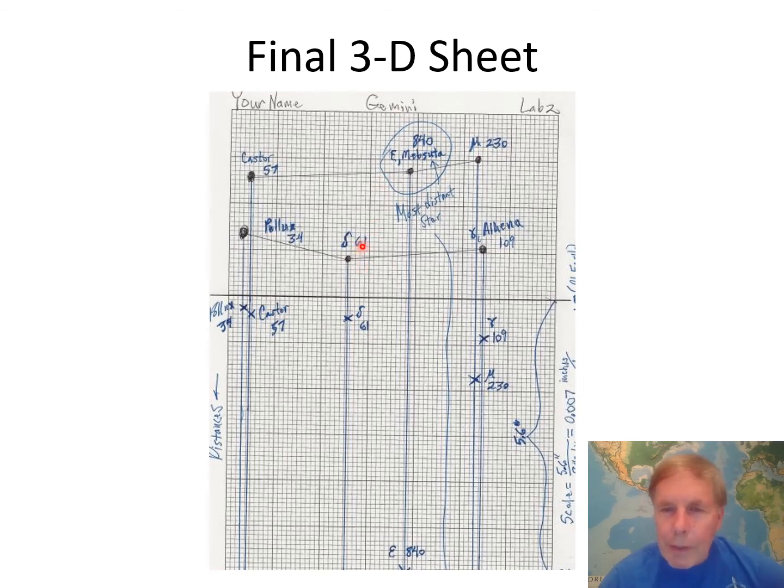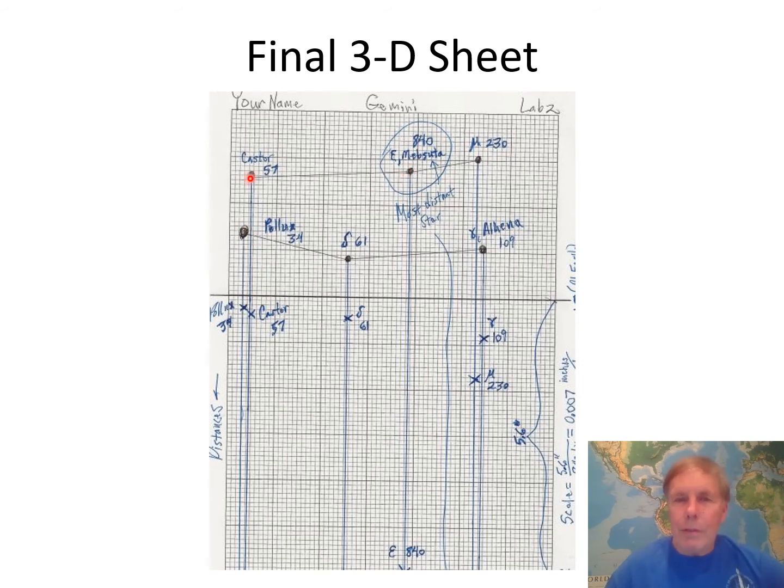This is the only one without an actual name. Alhena, oh, I'm sorry, Mu has no actual name either. Mu is simply M-U, Delta is D-E-L-T-A. This one is Epsilon, but you can also use Mebsuta for the actual name. It'll be there, Mebsuta Gemini star. And you will find that puppy, friends.